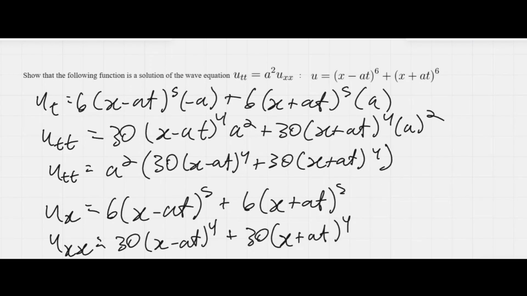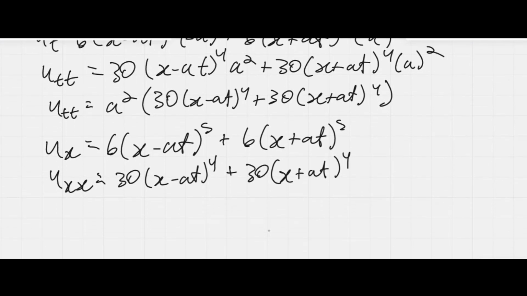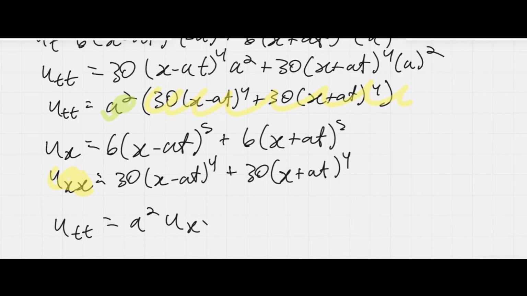Okay, and so now we can definitively say, because I'm going to highlight this over here, this is equal to that, and we have an a squared over here, we can definitively say now that u sub tt is equal to a squared u sub xx, and that is a given.